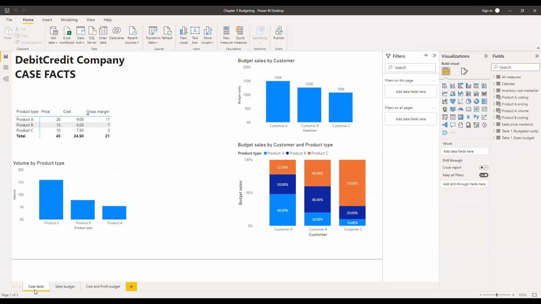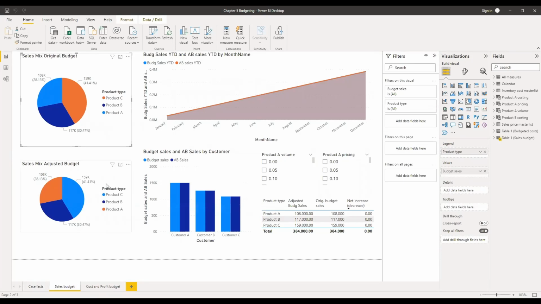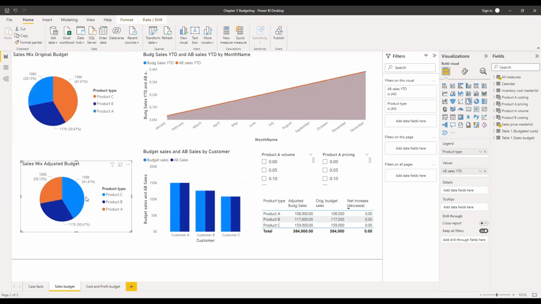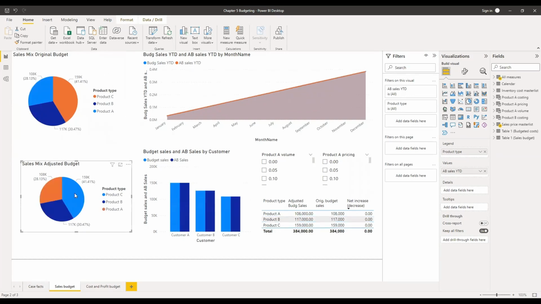Let's now move to the sales budget report canvas to show the impact of the different scenarios given by the marketing director. I'll first explain what each graph shows. This graph shows the sales mix of the original budget. This graph shows you the new sales budget after the adjustment in volume and price. We will compare these two after changing our assumptions in price and volume.